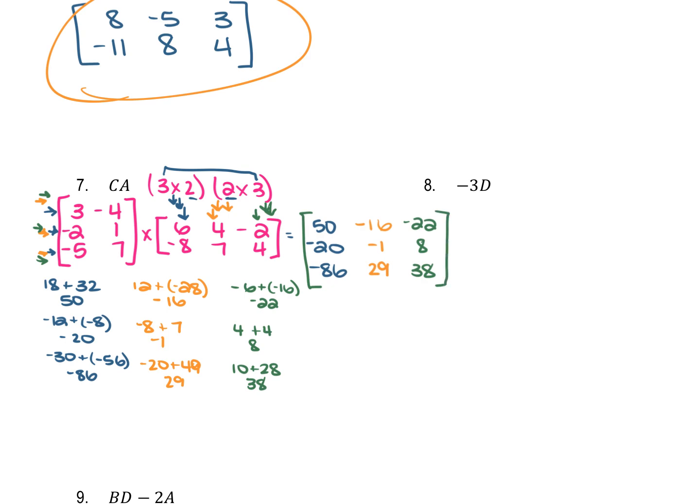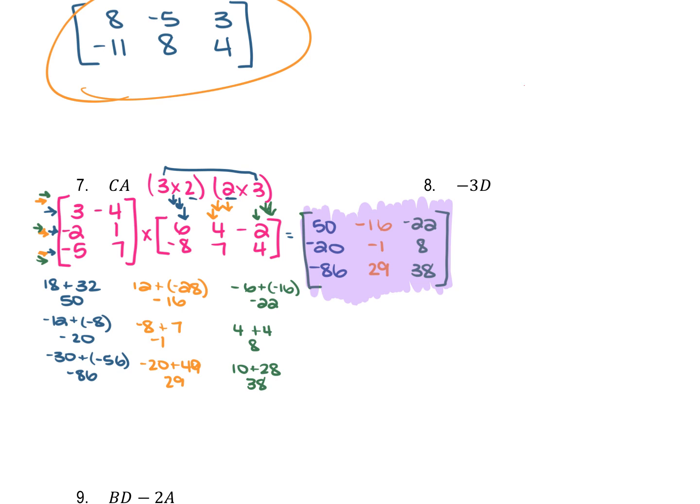So your answer for this one is this matrix here, with your first row being 50, -16, -22. Second row as -20, -1, and +8. And bottom row, last row, -86, 29, 38.